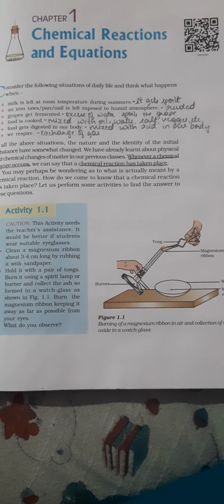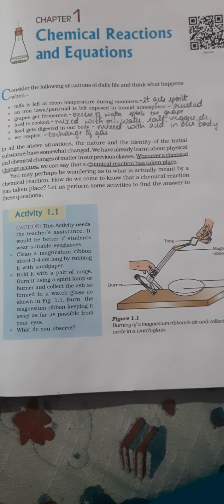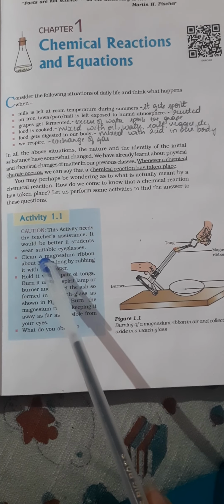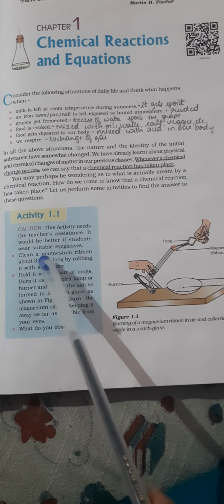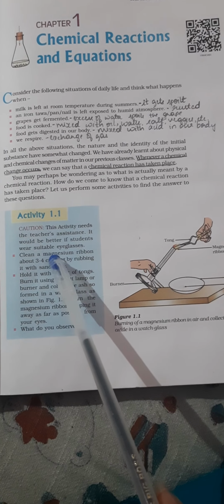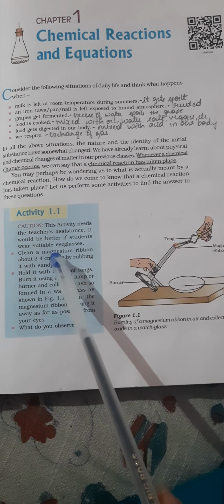Here it is written: clean a magnesium ribbon about 3 to 4 centimeter long by rubbing it with a sandpaper. Why are we cleaning it? Because magnesium, when exposed to air, there is oxygen present in the air. It might react with oxygen and form magnesium oxide already. So there might be a layer of another compound other than the magnesium ribbon.